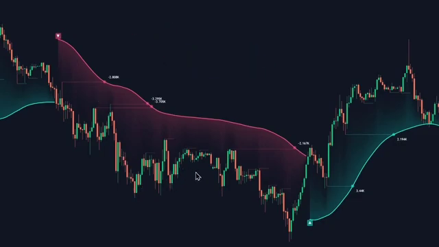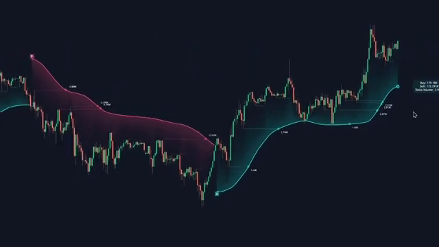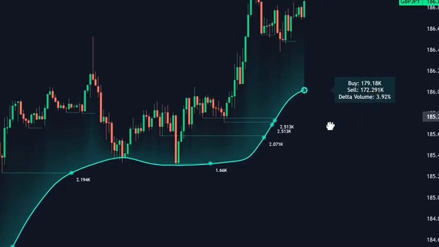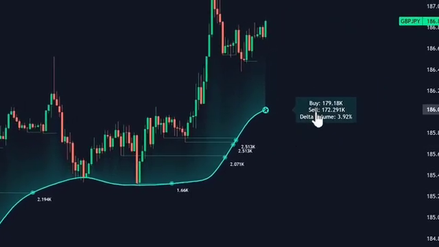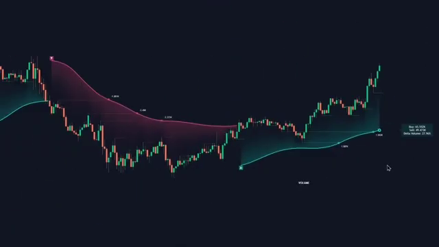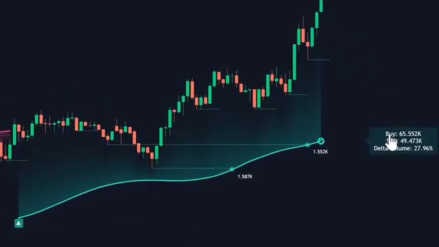Now, looking at this indicator, you'll also notice that we have this table right here with labels for buy volume, sell volume, and delta volume. Let's explain what this table actually does. Here we have a bullish trend. The buy volume means that throughout this bullish trend, the total volume for all bullish candles was 65,000, while the sell volume means that the total volume for all the bearish candles was 49,000.